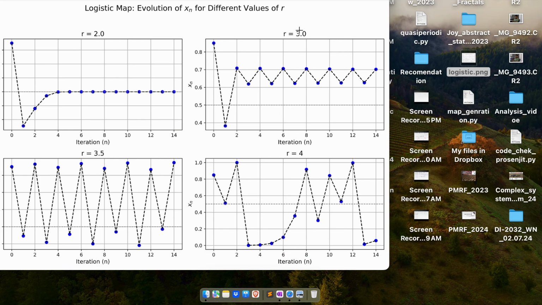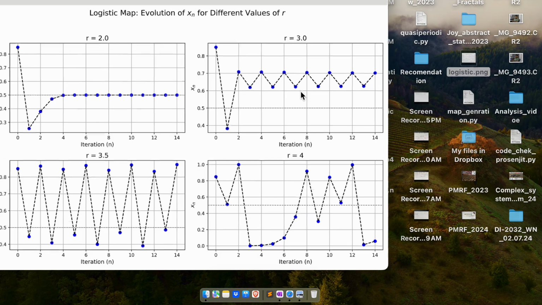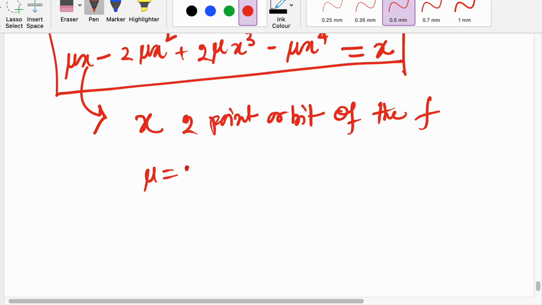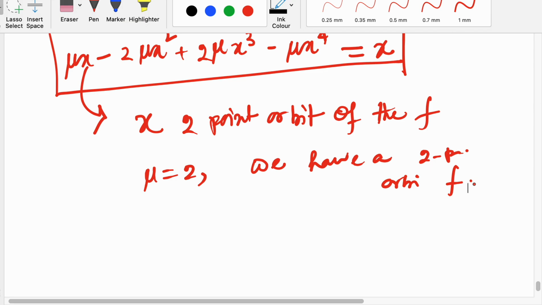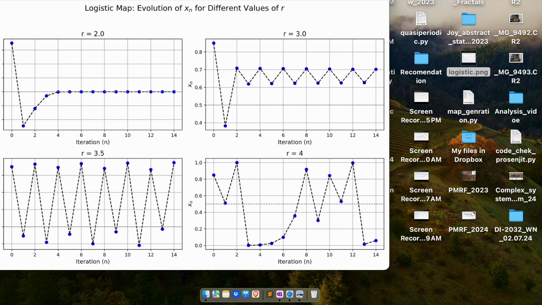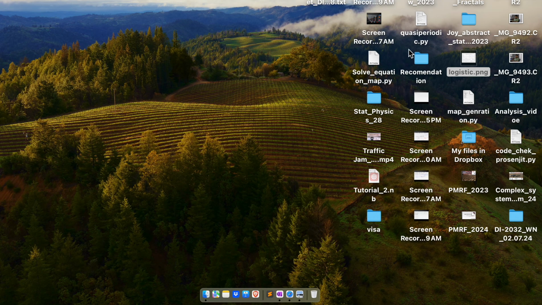Now if I go back to that example, I want to solve this equation. You can see, for r equal to 3, or rather mu equal to 2, there is an oscillatory solution whose period is 2. So for mu equal to 2, we have a 2-point orbit of the f. Now let me use a code which I will run in Python.